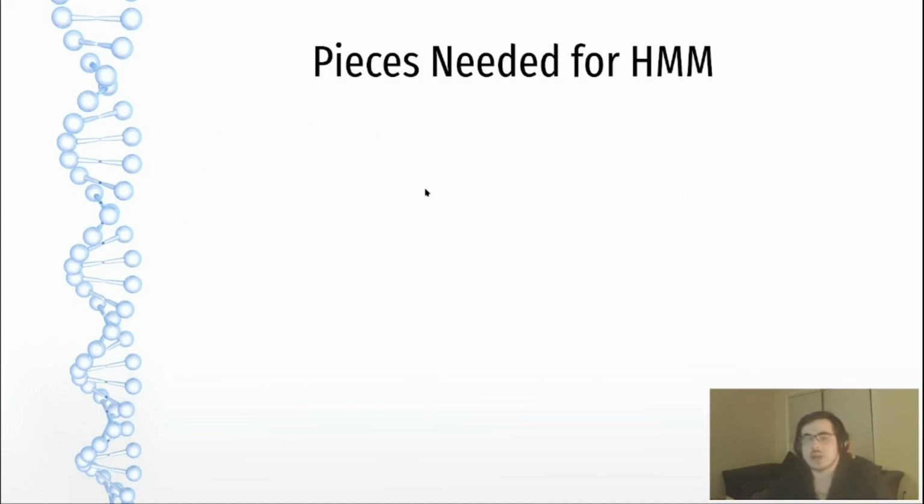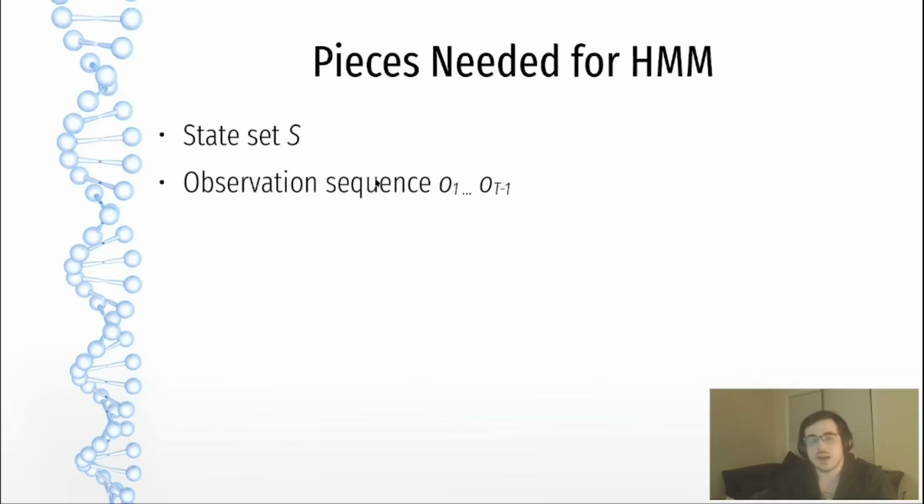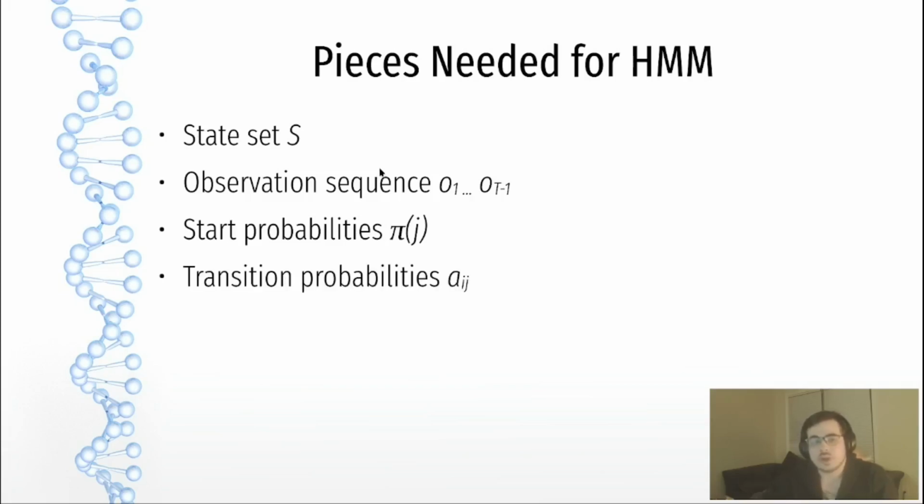To use an HMM, we need a few ingredients. First, a set of possible hidden states. Second, an observation sequence, which is the data we actually receive. Third, start probabilities, which tell us how likely each state is at the beginning. Fourth, transition probabilities, which describe how likely it is to move from one state to another. And finally, emission probabilities, which tell us how likely a state is to generate a particular observation.